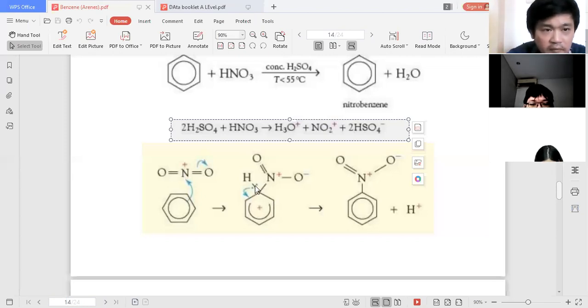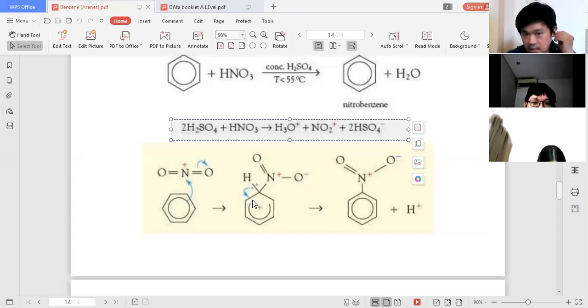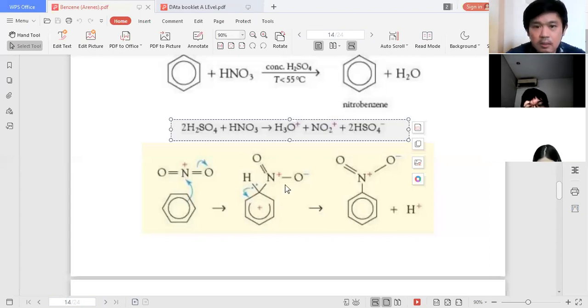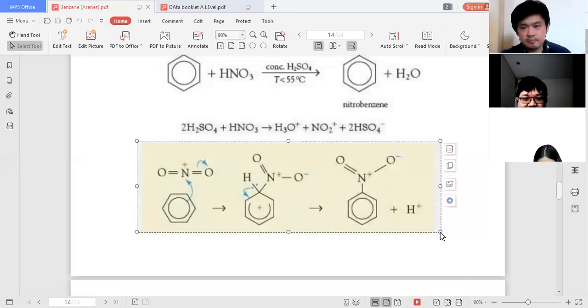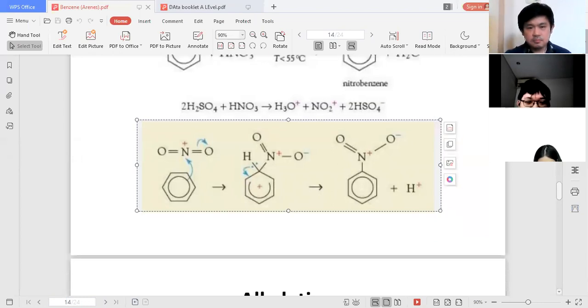The electron of the hydrogen is being taken by the benzene. Once it is taken, the hydrogen will move away. It will become H plus. And this one becomes nitrobenzene. This is the mechanism. Again, if you have to draw the mechanism, this is the mechanism. Next.